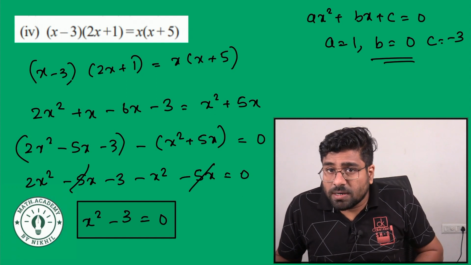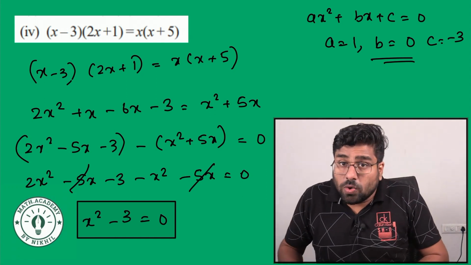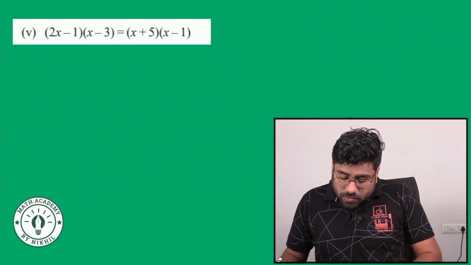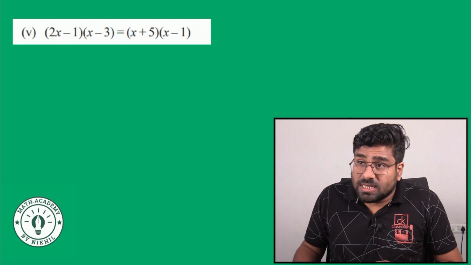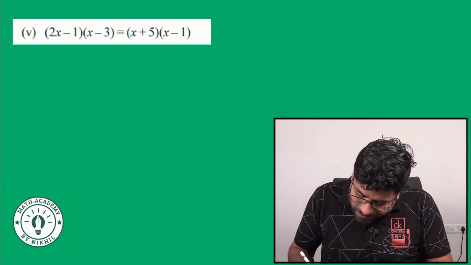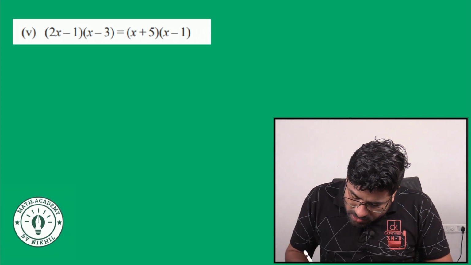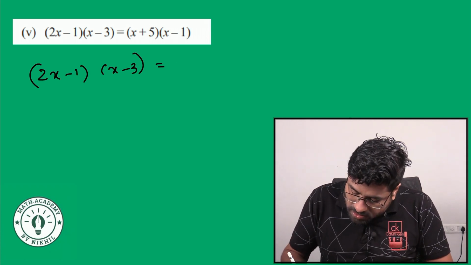So clear, everyone? Do you have any doubt in this particular question? I hope not, right? So let's move on to the next question. That is going to be 2x minus 1 into x minus 3 is equal to x plus 5 into x minus 1. So let's do that.